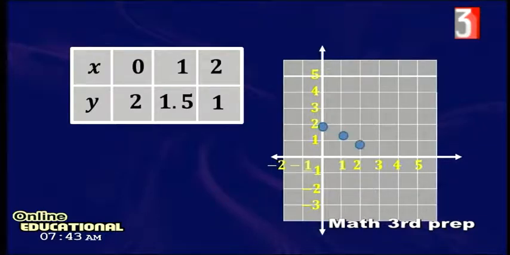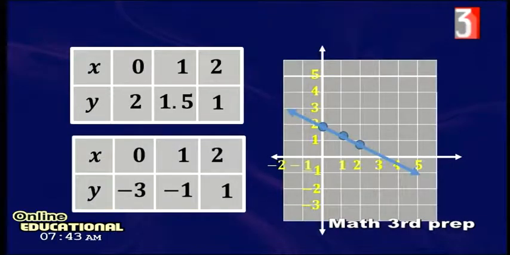What about the other table? When x equals 0, y equals negative 3. When x equals 1, y equals negative 1. And finally, when x equals 2, y equals 1. Join them together, you obtain another straight line. You are going to notice that these two straight lines are intersecting at only one point, which is represented by the point 2 and 1.